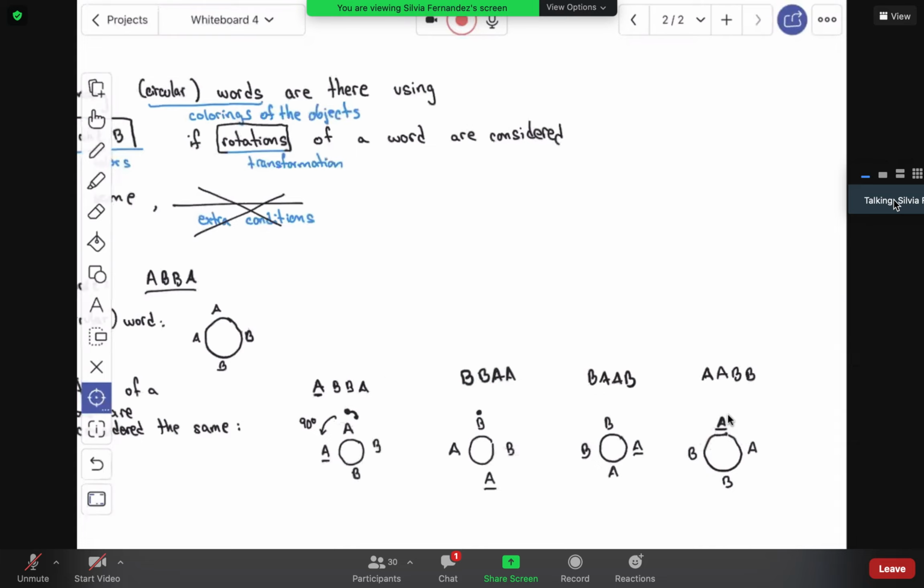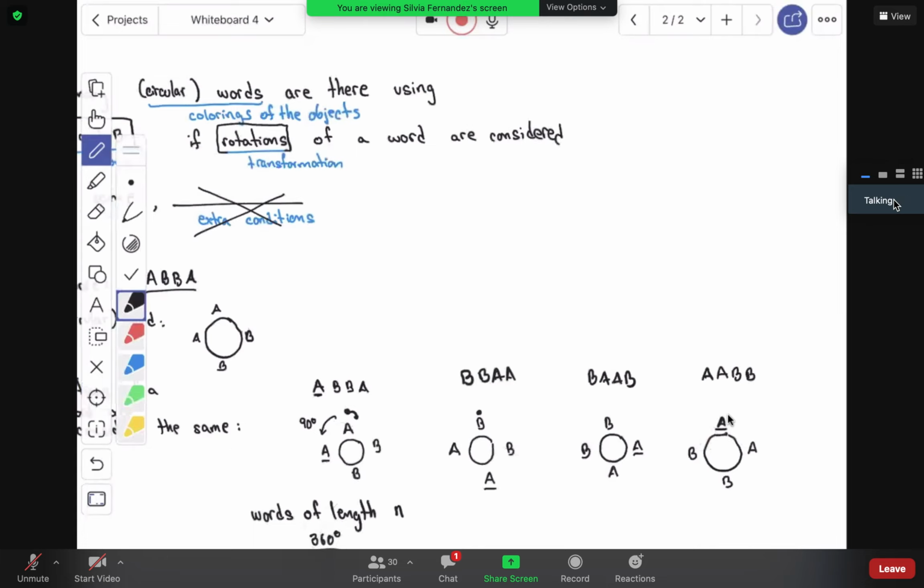Professor, all of these are considered the same. I have another question. Yeah. If you had more than 4 letters, it wouldn't be 90 degrees, right? Are we supposed to know what the degrees are, or does that not matter with these kinds of problems? It doesn't matter, but if you have words of length n, right? These are words of length 4. So if you have words of length n, then the 90 degrees becomes 360 divided by n. That would be the angle of rotation, the smallest angle of rotation to take one word to the next.